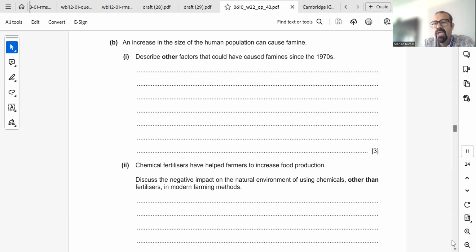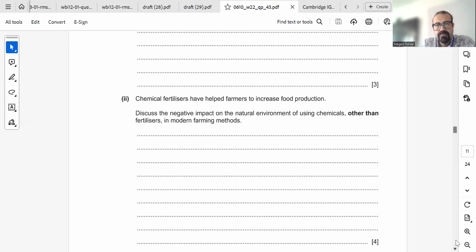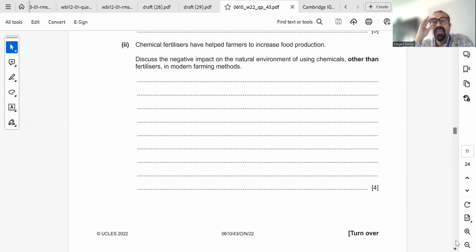Let's go for double I. Chemical fertilizers have helped farmers to increase the food production. Describe a negative impact on the natural environment of using chemicals other than fertilizers in modern farming methods.